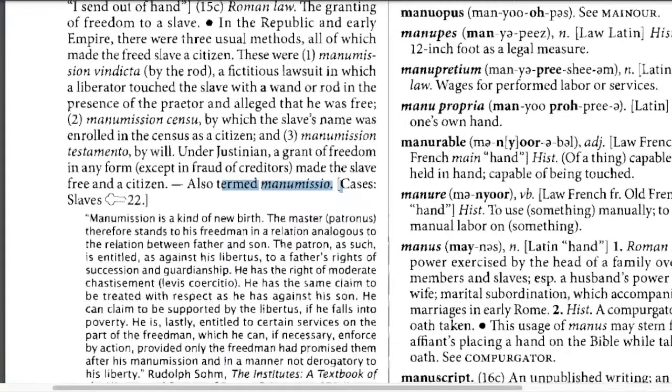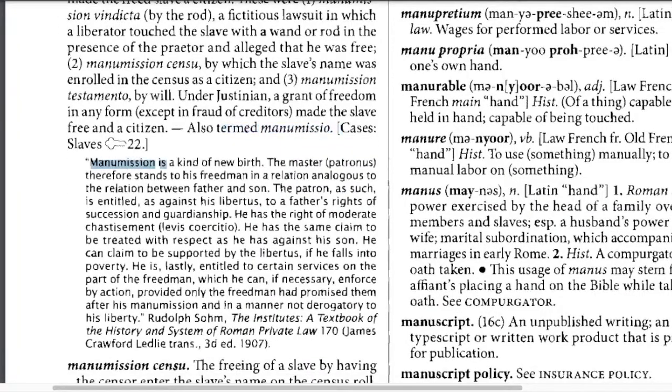So, here's the good part, this little caption. Manumission is a kind of new birth. The master, patronus. Okay, so the master's there when they touch him with a rod. I get it. Therefore, he stands to his freedman in a relation analogous to the relation between father and son. The patron is entitled, as against his libertus, to a father's right of succession and guardianship.